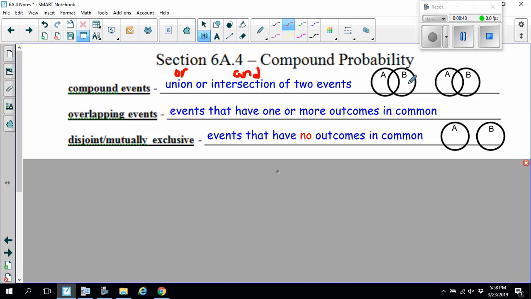Now we have these two Venn diagrams over here. Let's have our first Venn diagram represent our or. Now when we do or, remember we had that union symbol? Well, that's what it represents, our or. When we talk about or, basically that means that A and B have something in common. That's basically what a compound event is, events that have something in common.